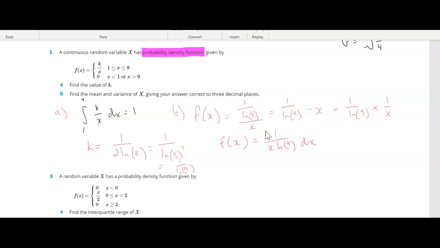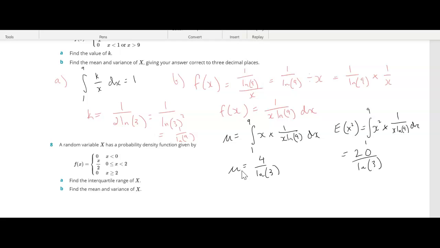So your mean, we're going from 1 to 9 of... no, sorry, x times f of x because we're finding the mean. So x times f of x, which is 1 over x log 9. Once you've found the mean, I might just write it down. So the mean is 4 over natural log 3.